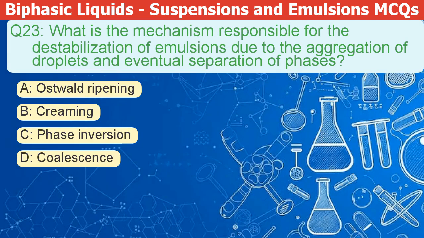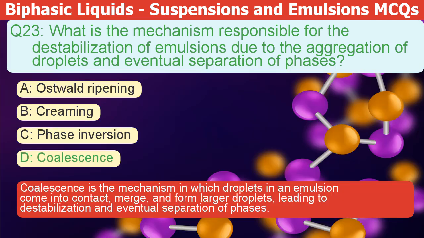What is the mechanism responsible for the destabilization of emulsions due to the aggregation of droplets and eventual separation of phases? A. Post-wall ripening. B. Creaming. C. Phase inversion. D. Coalescence. The correct answer is D. Coalescence is the mechanism in which droplets in an emulsion come into contact, merge, and form larger droplets, leading to destabilization and eventual separation of phases.